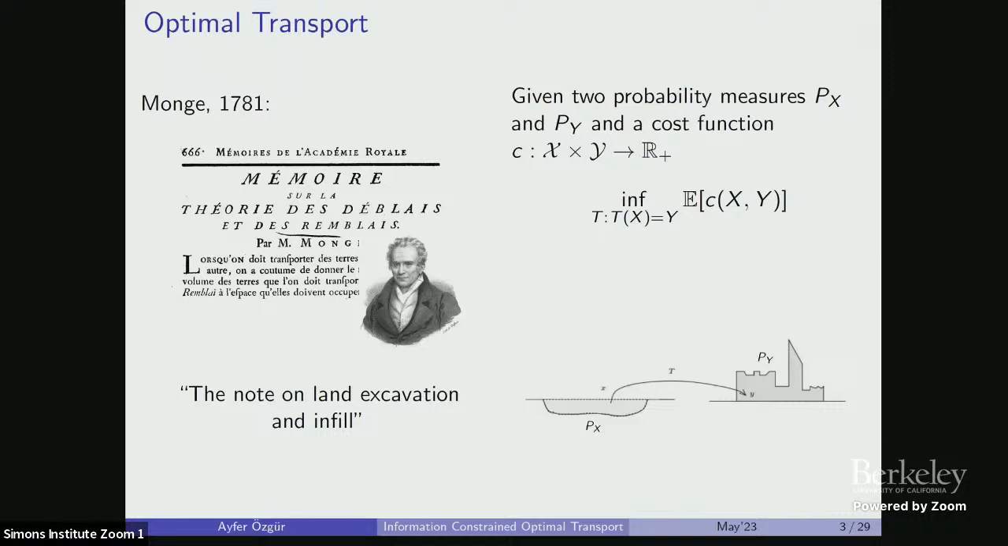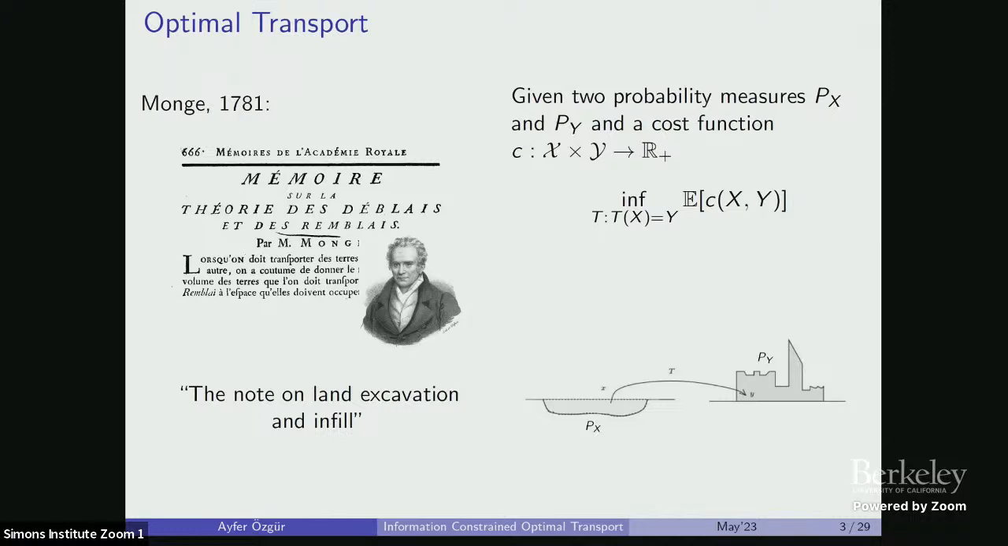And among all such mappings that transform x to y, we would like to find the one that minimizes the expected value of a given cost function. The cost function captures the cost of taking 1 unit of mass from this point x and carrying it to this point y. So in Monge's problem, this can simply be the distance between these 2 points. You can think of the expectation here as carried over the joint distribution of these random variables.